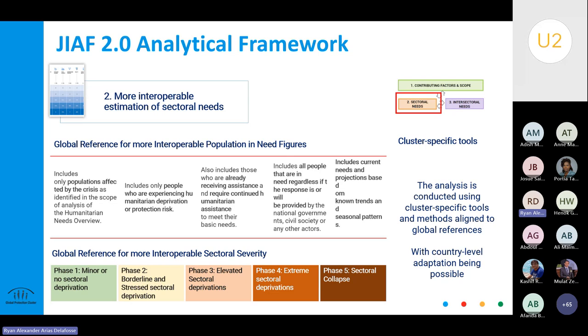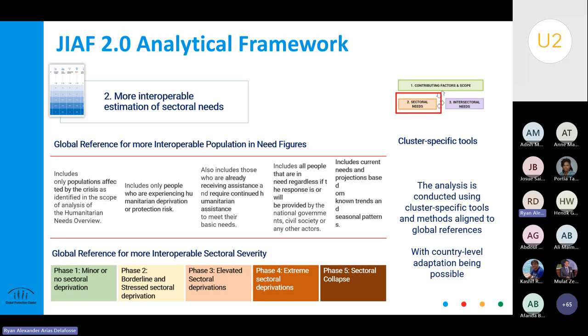Because ultimately, the definitions that they will have for severity level 1, 2, 3, 4, and 5, these are already definitions that we had as a protection cluster and as AORs, because our guidance was the one that fed into this global reference. So don't be too concerned when they're asking you to make sure that your numbers are interoperable, because if you have followed your own guidance, if you have made sure that the indicators and the severity levels that you have chosen are aligned with the definitions that you have been using, then you're okay.